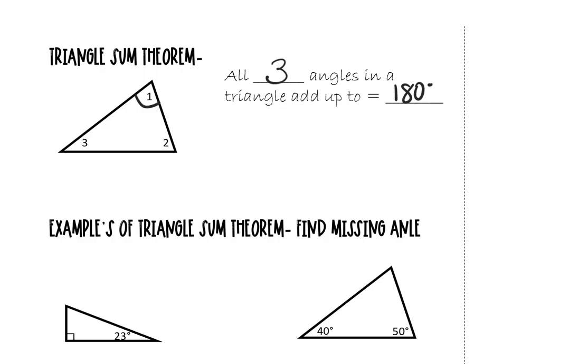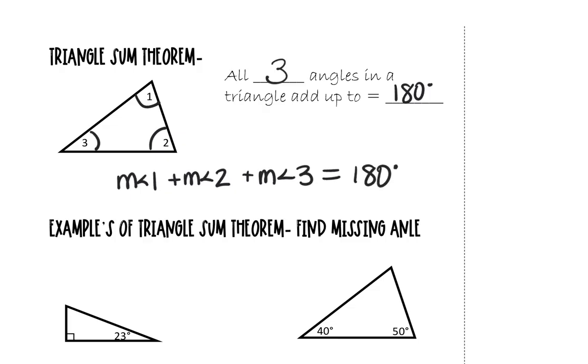And maybe I should put arcs to signify the three angles. That kind of distinguishes angles. So I could say that the measure of angle 1 plus the measure of angle 2 plus the measure of angle 3 gives me, or should give me, 180 degrees total.